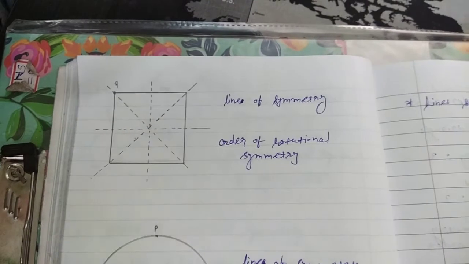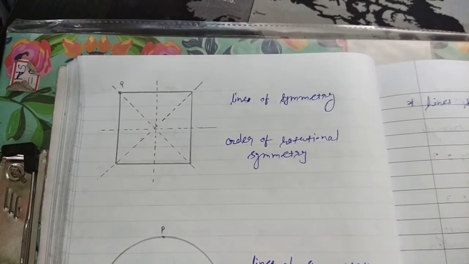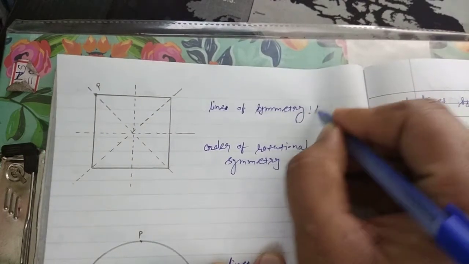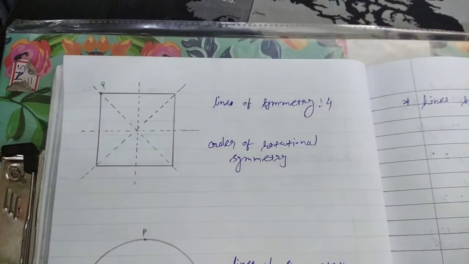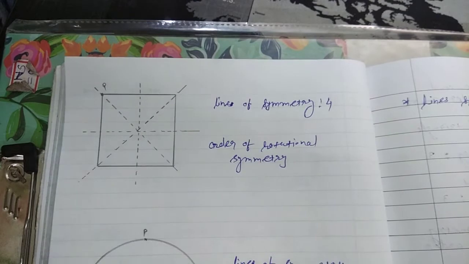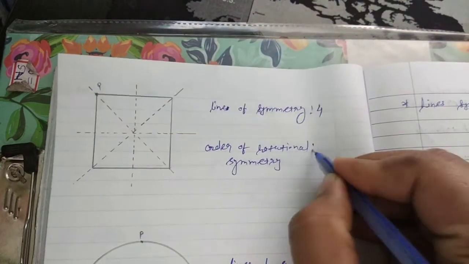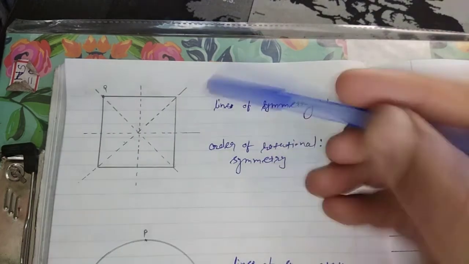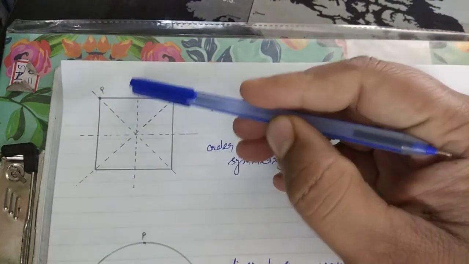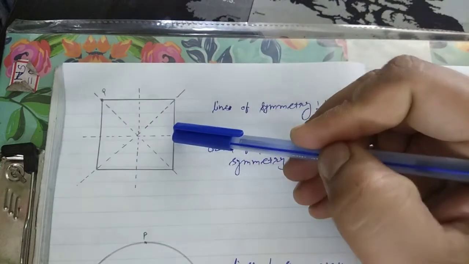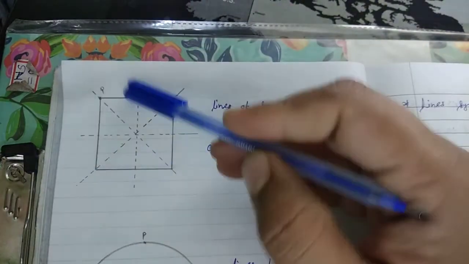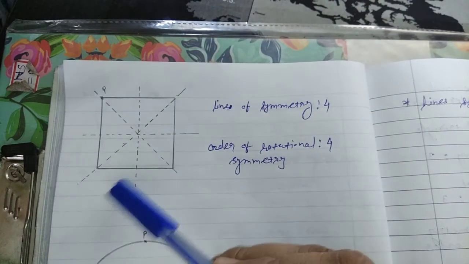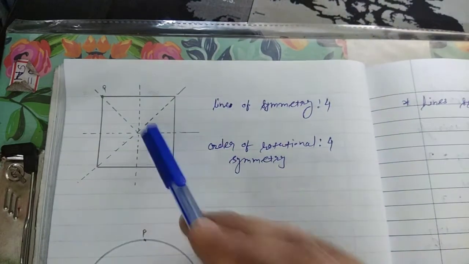a square. As we already have discussed, the number of lines of symmetry for a square is 4, and the order of rotational symmetry, which we also discussed in our earlier video lecture, is 4. Here we can see that these are the lines of symmetry: one vertical line, one horizontal line, and two diagonal lines, that is 1, 2, 3 and 4. These four dotted lines are the lines of symmetry for a square.